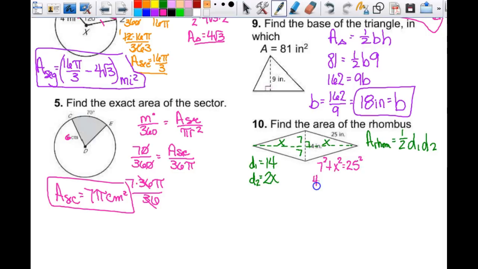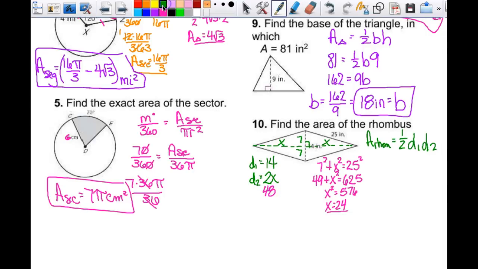So this is 49 plus x squared equals 25 squared, which is 625. So x squared equals 576, which means x is 24. This is actually a Pythagorean triple, 7, 24, 25. So since x is 24, d2 is actually 48. Gotta make sure I use the right thing.